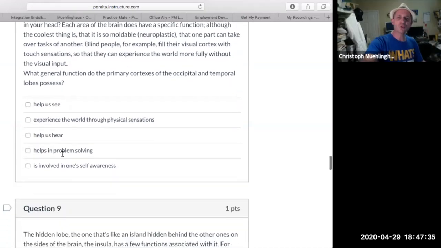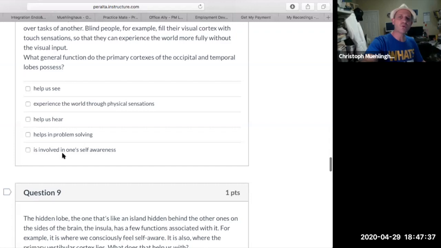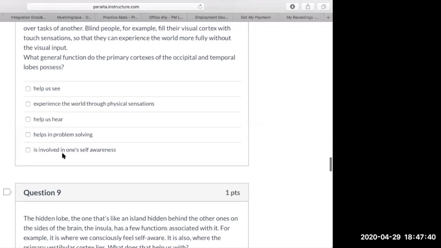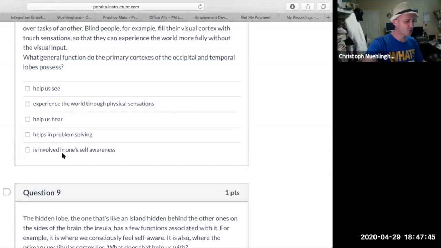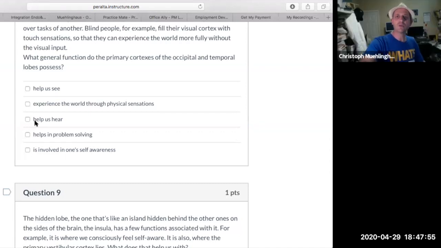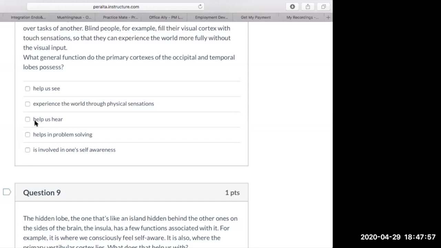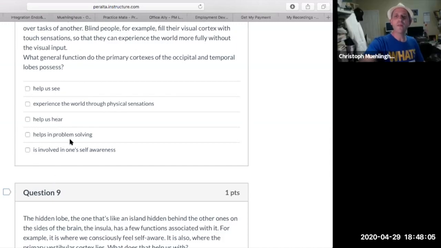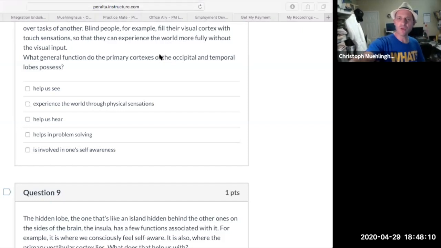What general function do the primary cortices of the occipital and the temporal lobe possess? Help us see and help us hear. Chris? Melissa? Chris? He spoke first. Sorry, I'll get you after Melissa. Okay, Chris, what do you say? Help us see and help us hear. Good. Which one is which? For the occipital lobe, it's to help us see, and for the temporal lobe, it's to help us hear. Perfect. That's just simply straightforward. And sorry, Melissa, I cut you off, but you'll be next, okay?